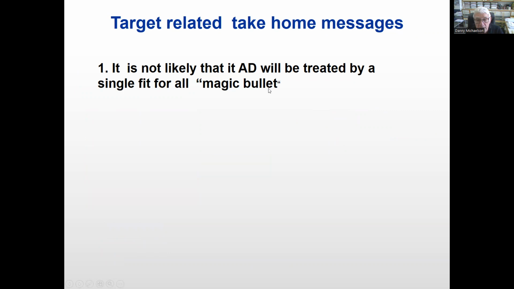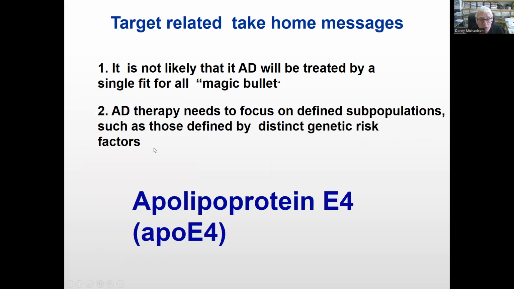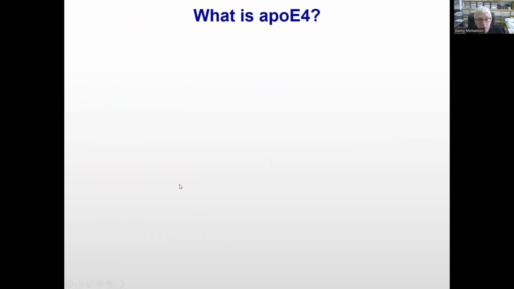Instead, what one needs to do is to focus on defined subpopulations of AD, such as those defined by genetic risk factors, which have something in common and therefore would limit the field at which we are working. One such molecule is ApoE4, which is the topic of our presentation today. Now, what do we know about ApoE4?